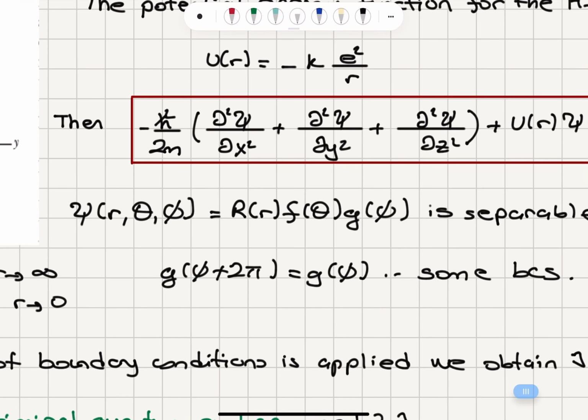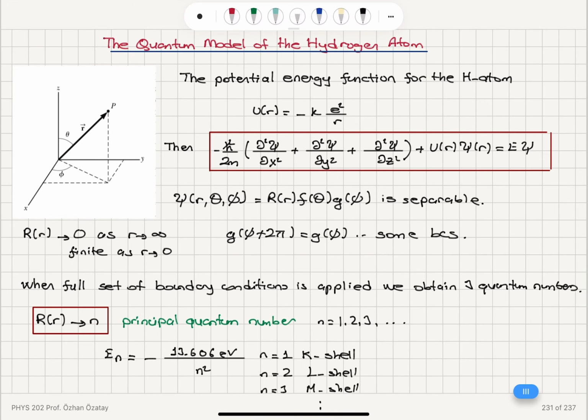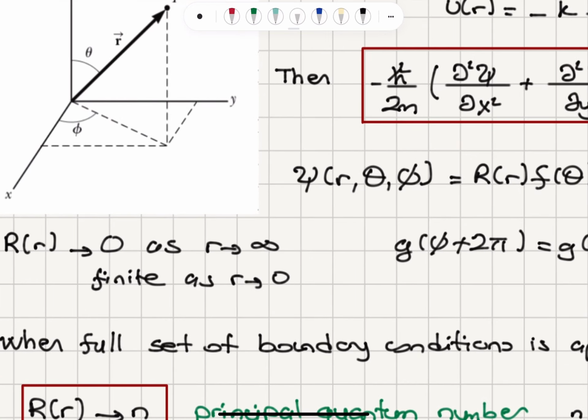Now I'm moving on to the spherical coordinates here, so that I have r radial dependence, theta azimuthal dependence, and phi polar dependence. Now these solutions are separable such that we can write the radial solution to be capital R, the azimuthal solution to be f of theta, and the polar solution to be g of phi. And at the same time, we can recognize some boundary conditions.